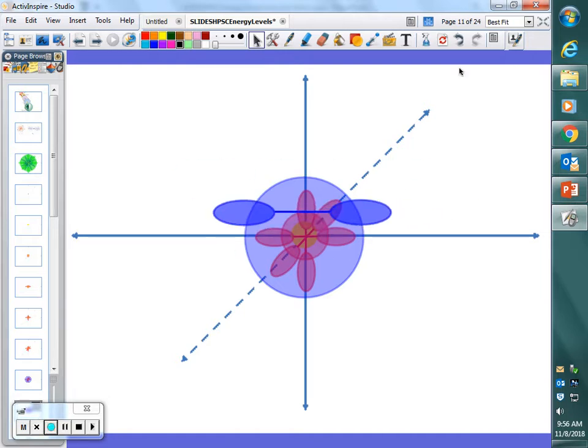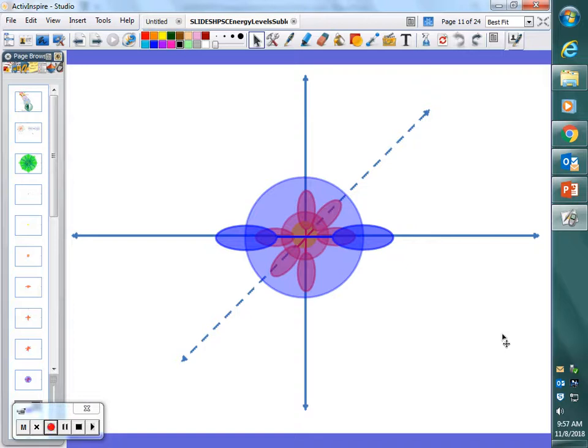Okay? Yeah. Power of technology. That's one orbital. So the hourglass is one orbital. Even though it looks like 2 separate things stuck together, that's one complete orbital. Okay?